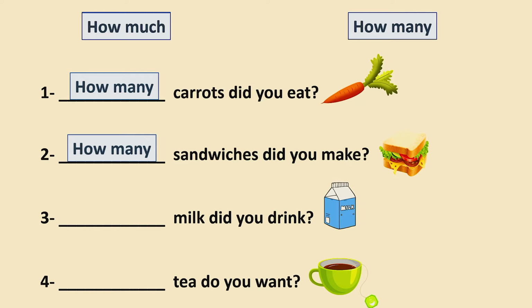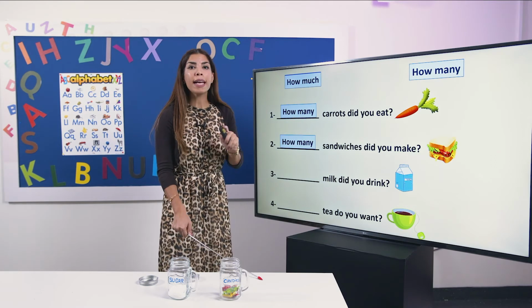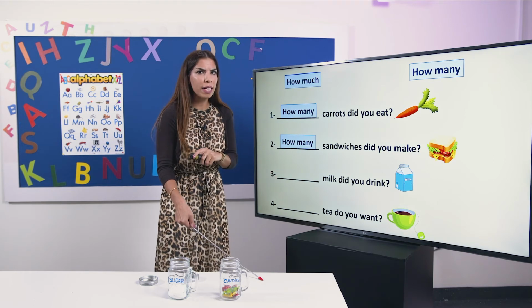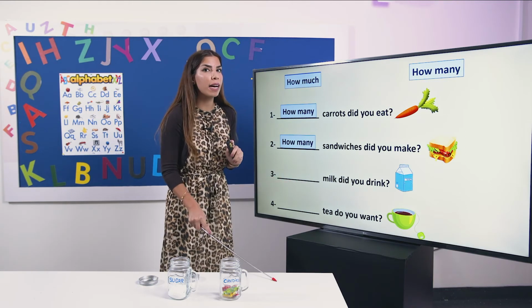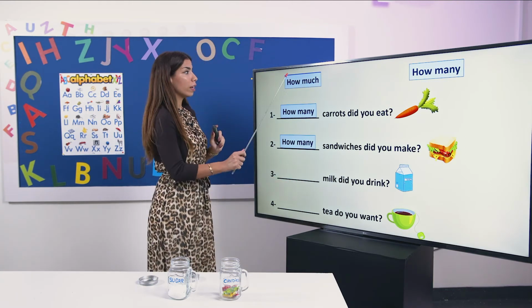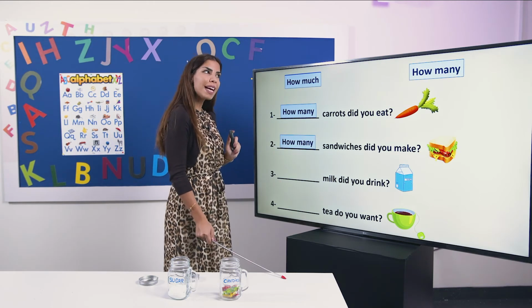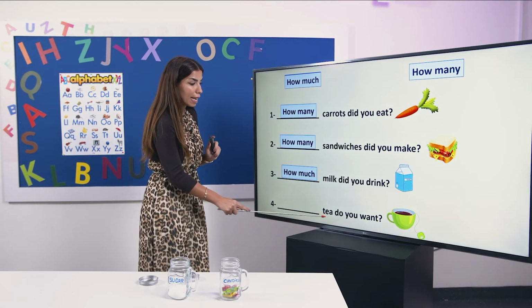Number 3. Milk did you drink? What about milk? Is milk countable or uncountable? Can we count the milk? Can we say 1 milk, 2 milk? No, of course not. Milk is uncountable. So, do I use how much or how many? Yes, very good. How much? How much milk did you drink? Great job.